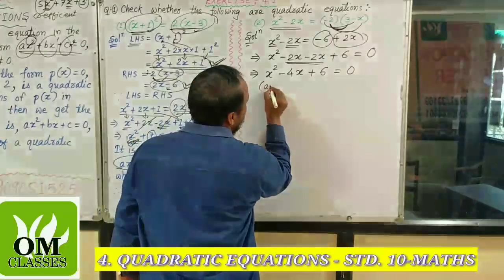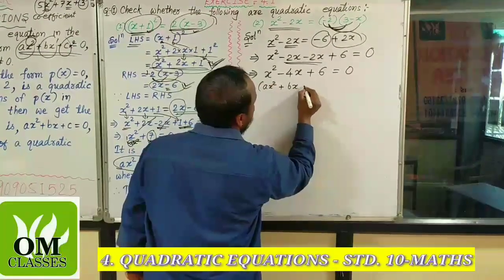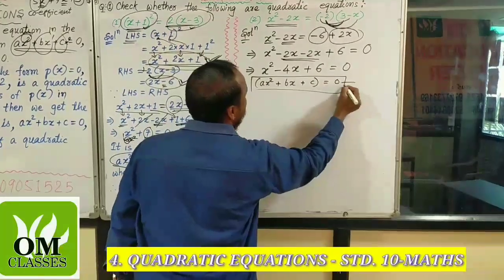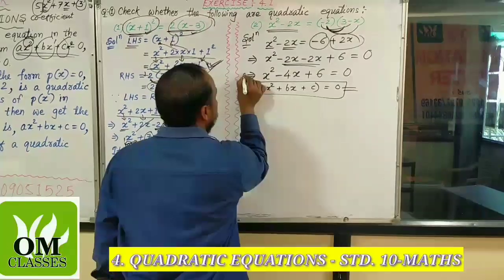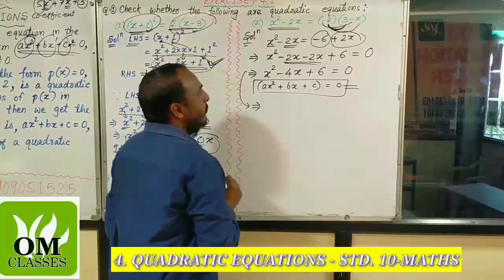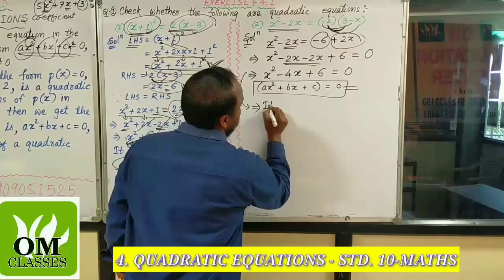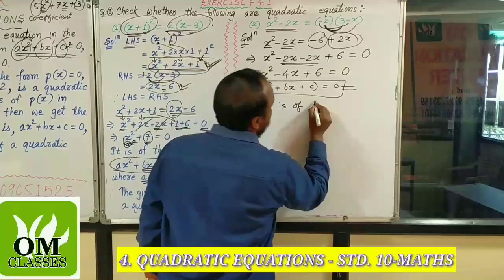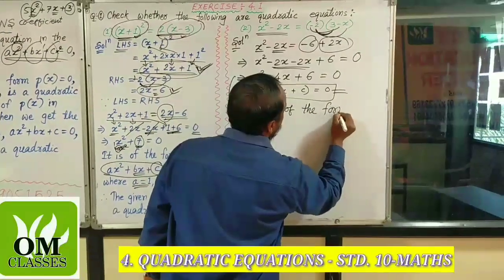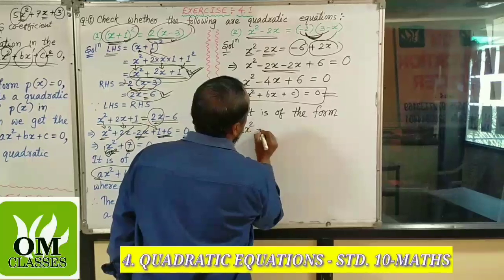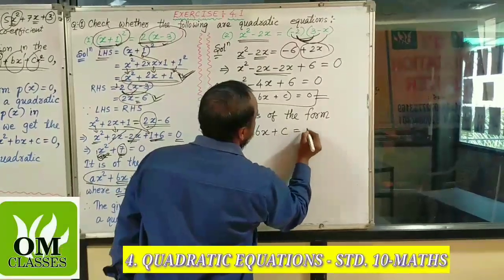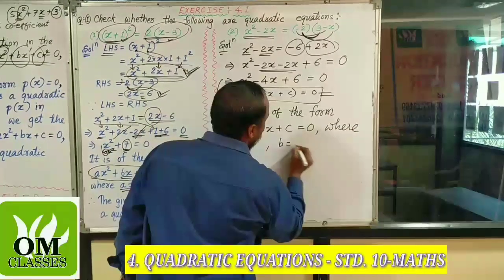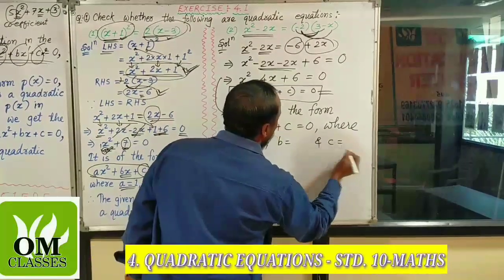Now is it of the form ax square plus bx plus c is equal to 0? ऐसा होता है कि नहीं होता है? Let's check. This is your rough one. Don't write in your solution. Directly from here we will move. Yes, it is of the form. We can write here therefore it is of the form ax square plus bx plus c is equal to 0, where a is equal to, b is equal to and c is equal to. क्या है?